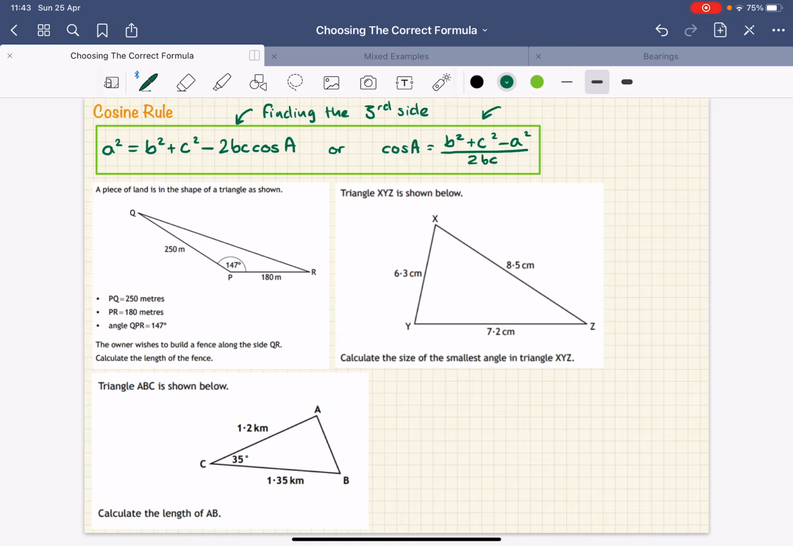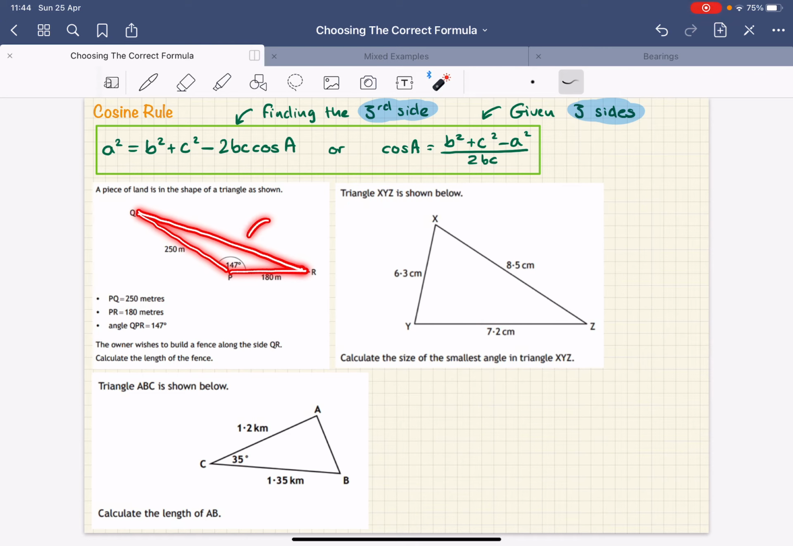And for this formula here, you'll be given three sides. And so the key thing that you want to pay attention to is looking to see if you either are finding the third side or you have three sides. The moment you've got that information, you know it's going to be cosine rule. So for example, on the first one on this top left hand side here, we know this side here, we know this side here. We are being asked to find the length of QR. So there we have the third side being found. So that means it is going to be our a squared equals.